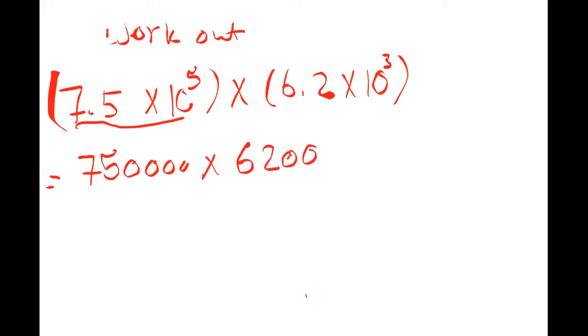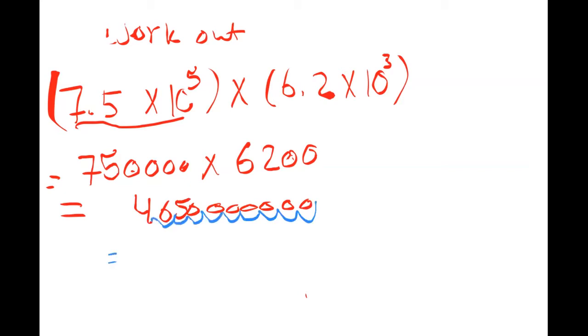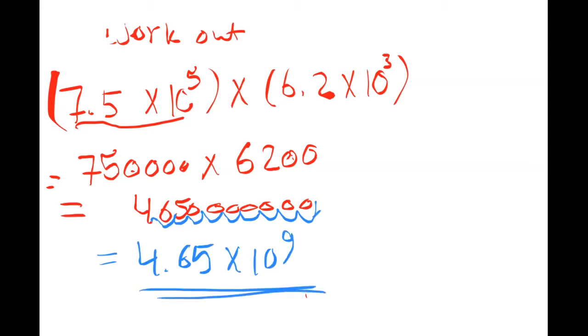Then I drop the zeros: 1, 2, 3, 4, 5, 6. Then multiply 75 by 62. It will be 4,650. Then I write my number again in standard form: 1, 2, 3, 4, 5, 6, 7, 8, 9. So it will be 4.65 times 10 power 9. So if I do it like this, I will get the 3 marks.